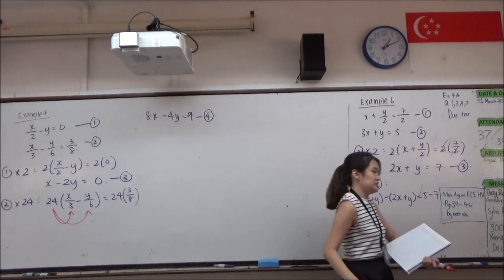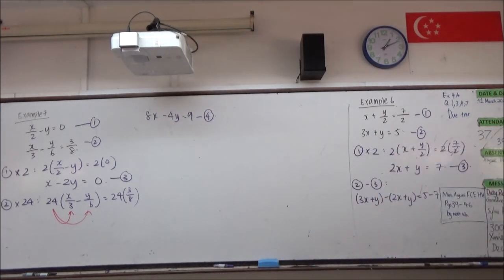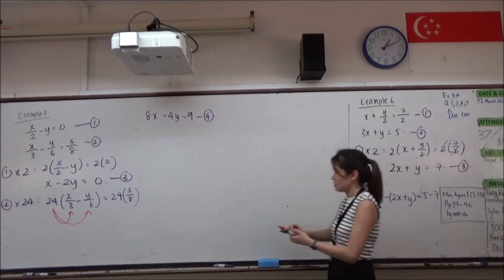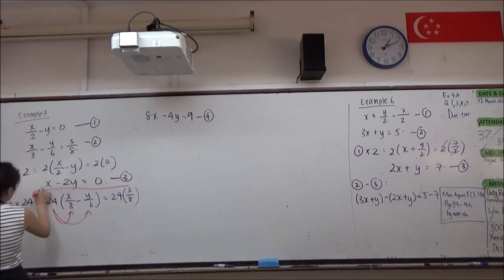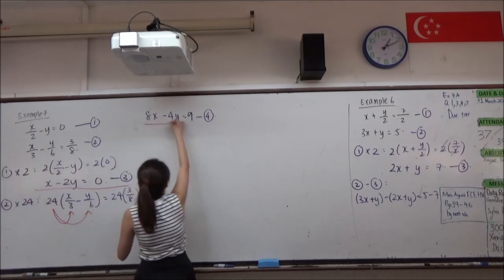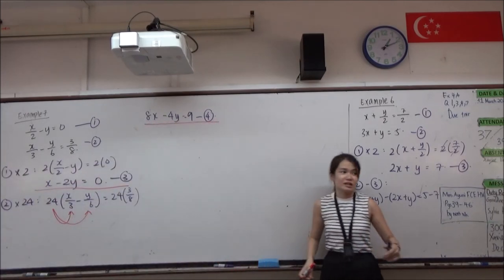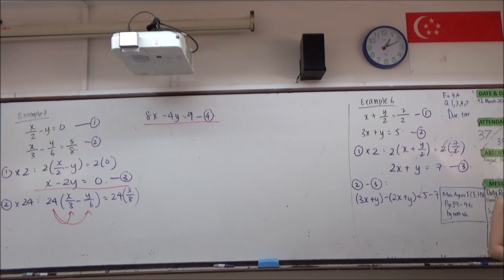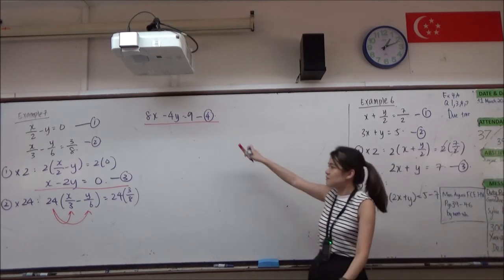Can we actually start eliminating already? Are we ready to eliminate? Not yet, right? Because there's nothing that is the same. Look at equation 3 here and equation 4. So this one is quite a dangerous question. Many steps, so it really is a test of all skills. So x minus 2y equals 0 and 8x minus 4y equals 9.